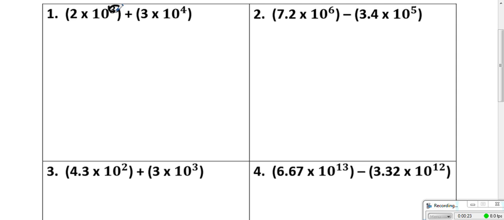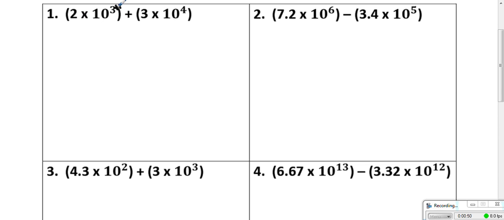Since this is a 3 and this is a 4, you basically have to change this 3 to a 4 or change this 4 to a 3. I'm going to take this 3 and actually change it so it's a 4. To do that, I have to add 1 to it. So now it becomes a 4.